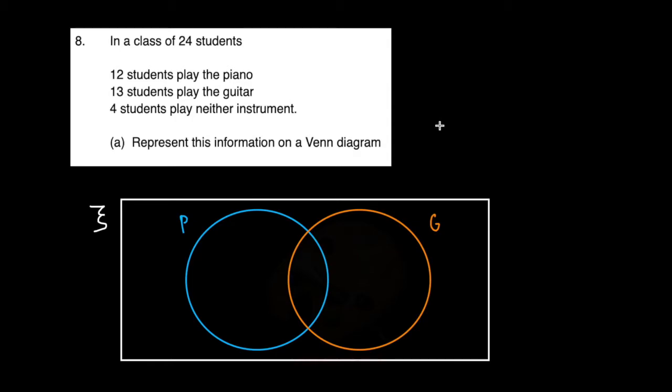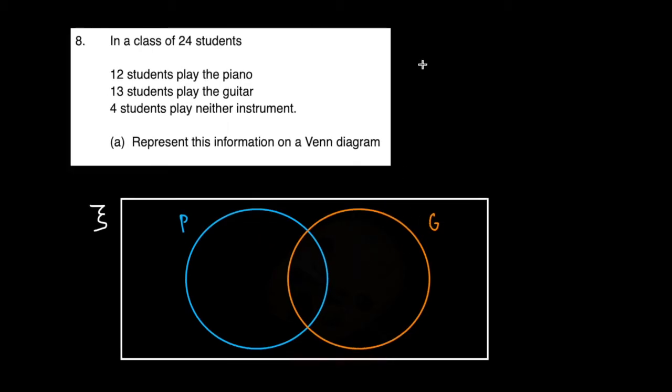Another sort of question you could get is to be asked to put numbers into a Venn diagram based on some facts you've got. So we've got a question here that says, in a class of 24 students, 12 play the piano, 13 play the guitar, and 4 play neither. And we're asked to represent that on a Venn diagram, which I've drawn out here. So we're told that 4 students play neither instrument. So immediately we can put 4 outside these 2 circles because 4 people play neither the piano or the guitar.